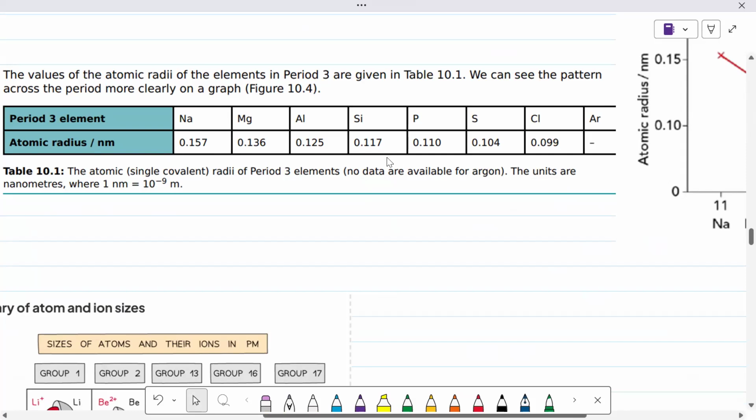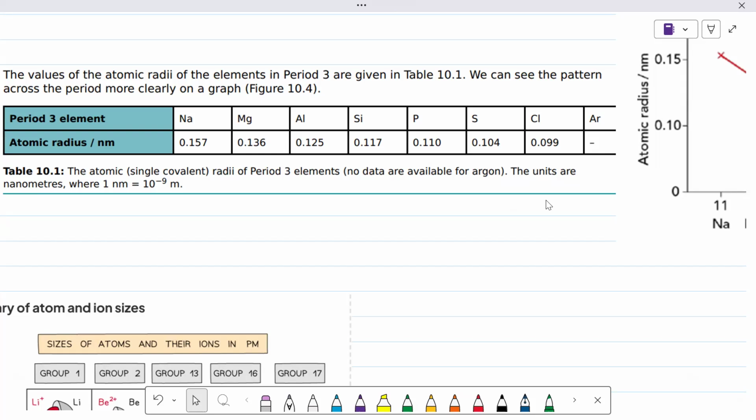What is the trend you are observing over here across the period? This is period number 3. Whenever they talk about the period, you must have this in your mind: in a period, you will go from left to right, from the left side of the periodic table towards the right side of the periodic table. Clear?